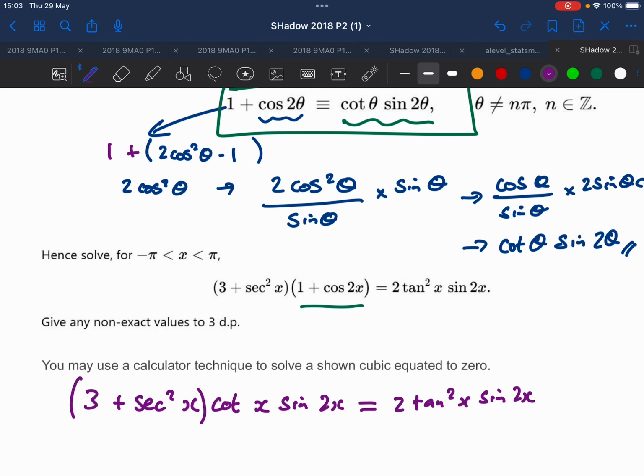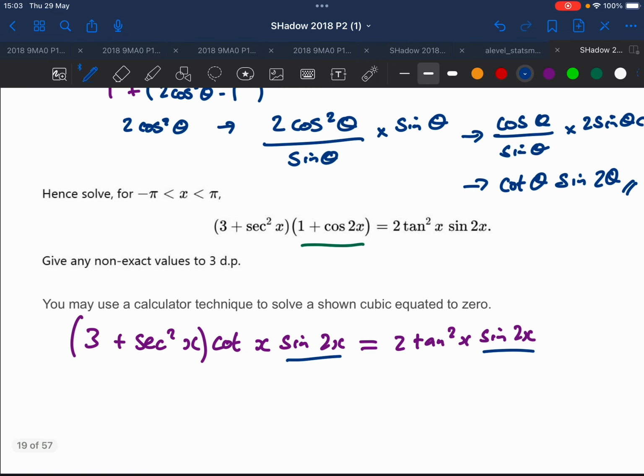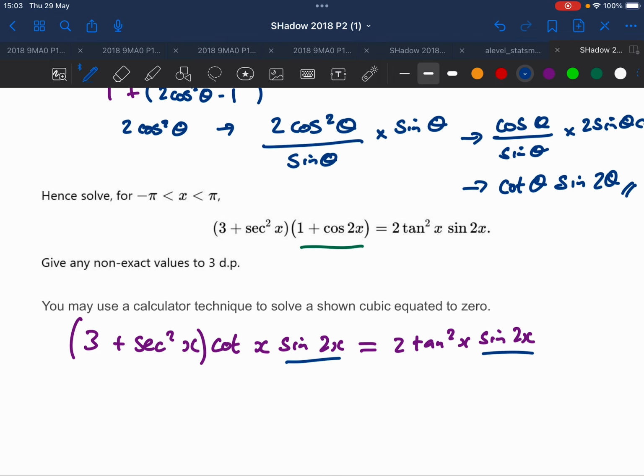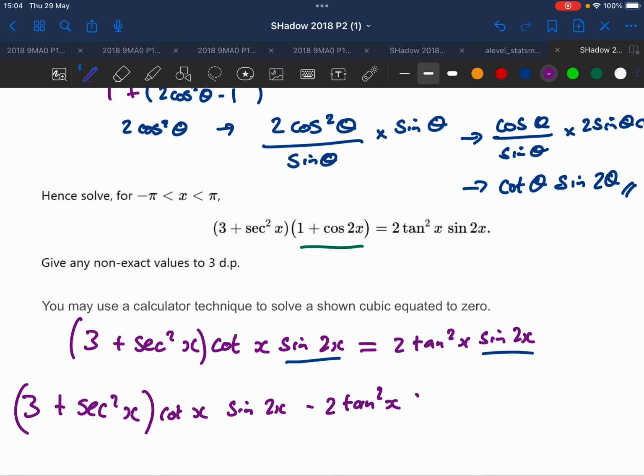Right, okay, so it looks like there is something in it. The first thing you notice is we have sine 2x on both sides. Do not just divide everything here, okay? In fact, if you want to really explain what's going on, you could move everything to one side. So let's actually do that. So 3 plus sec squared x cot x sine x, sine 2x even, minus 2 tan squared x sine 2x is equal to 0. Well, now I've done this, what you might reasonably end up doing is saying that you can factorize out the sine 2x.